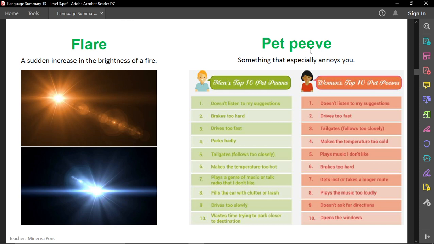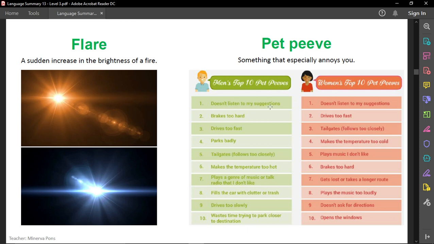For example, a pet peeve can be listening to other people eating. Like listening to the sounds of people eating that maybe annoys you a lot, and that can be a pet peeve. Let's see. Men's top 10 pet peeves.